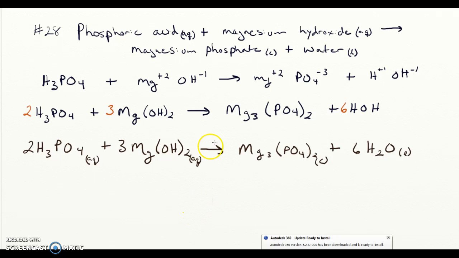I can quickly go over it again. 6 hydrogens, 6 hydrogens. There are 2 phosphates here and 2 phosphates there. There are 3 magnesiums, 3 magnesiums, 6 hydroxides, and 6 hydroxides. And that's your final answer, kids.